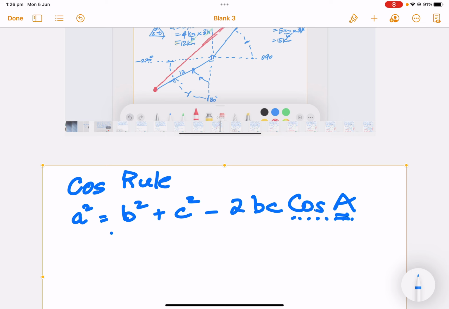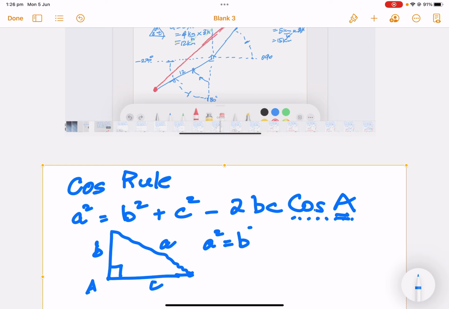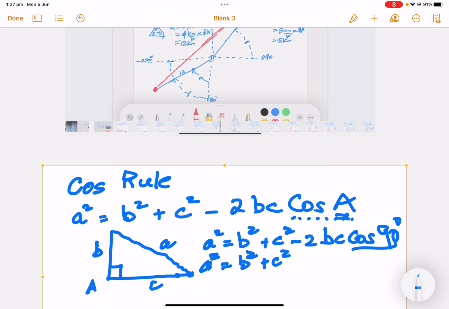So if I looked at this rule, if that was angle A, that's my squiggly line, that was side A, this would be side B, side C, and you'd get a squared equals b squared plus c squared minus 2bc cos of 90 degrees. Cos of 90 degrees is 0, so a squared equals b squared plus c squared minus 0, and that works for 90-degree angles. So that's Pythagoras' theorem for right-angled triangles.